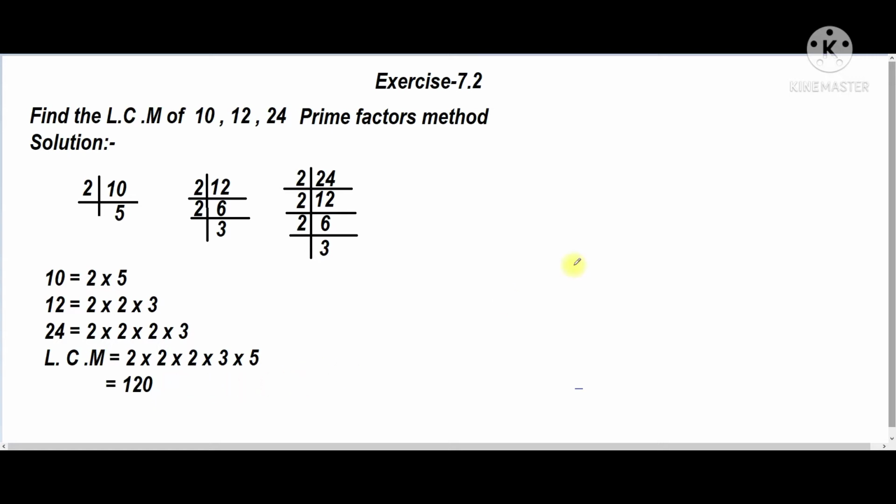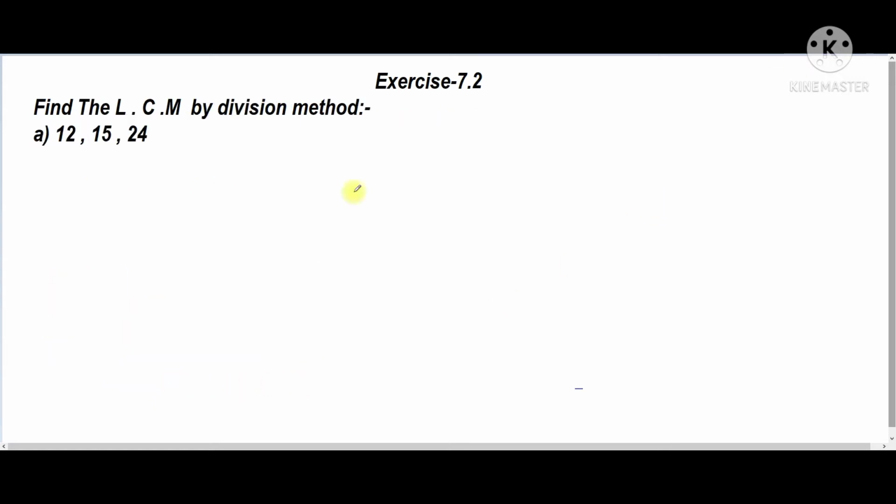by using the division method. Here, see the question, we can find the LCM by the division method. Today I'll show you this. Earlier, in the factorization method, we did separate divisions, right? But here we'll do all the divisions together. In the division method, we'll divide the given numbers together. So here we'll write 12 and then 15 and 24, right?